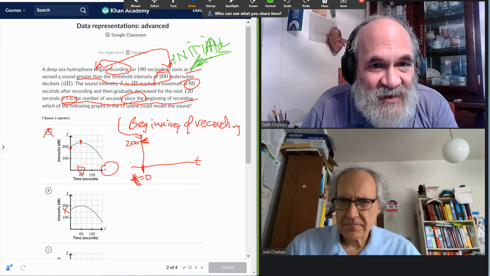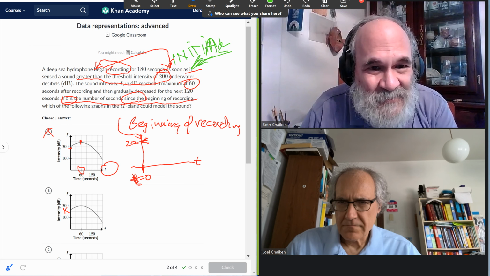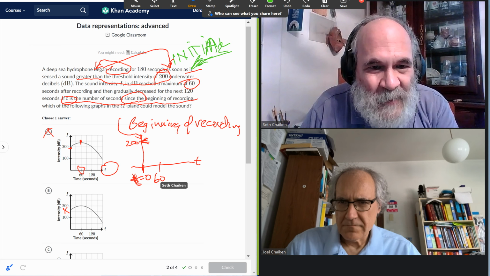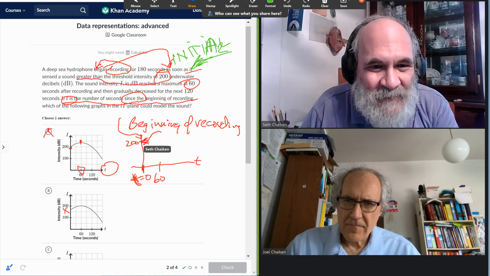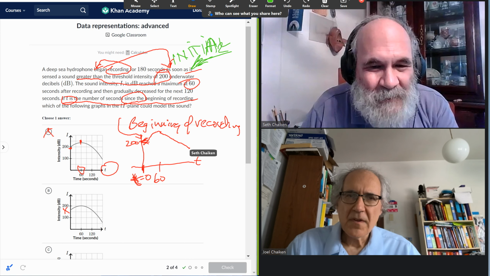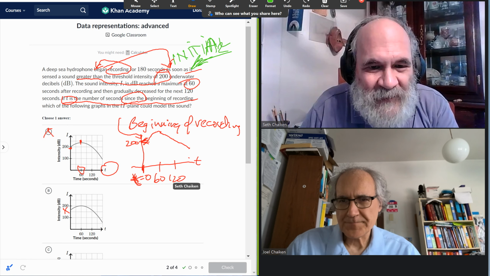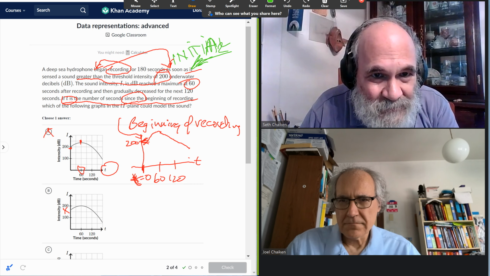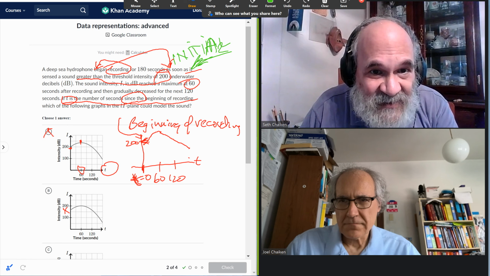It reached a maximum at 60. So T equals 60, reached a maximum. And then gradually decreased over the next 120 seconds. And furthermore they tell you the maximum is at 60.